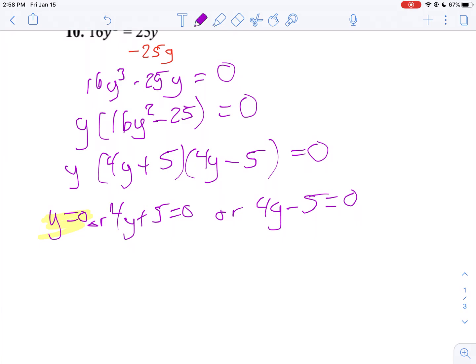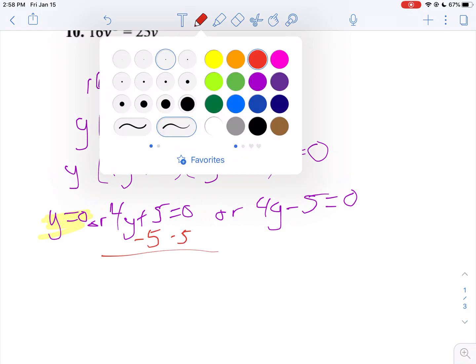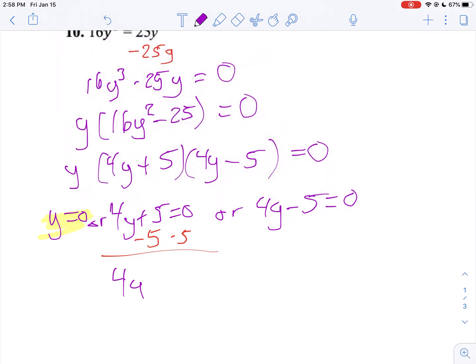So what is the opposite of adding 5? Well, it's subtracting 5. So then we get 4y equals negative 5. We're going to divide both sides by 4. Y equals negative 5 over 4. That's our second solution.